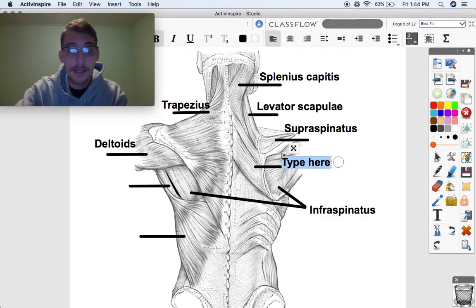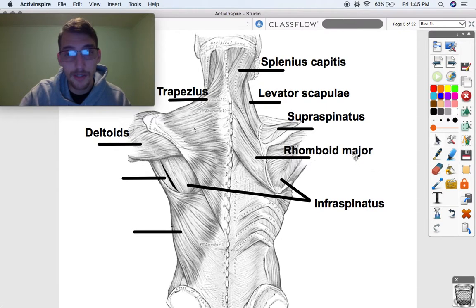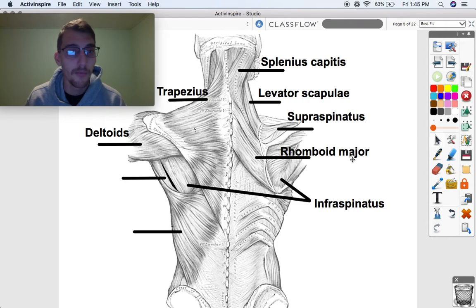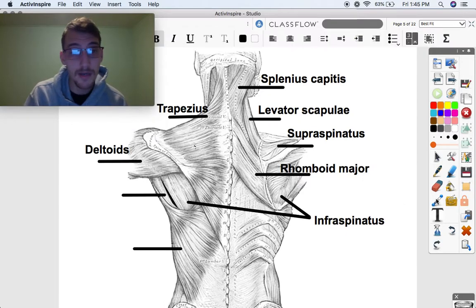This is the rhomboid major. There's also a rhomboid minor, but we're just going to put rhomboid major for our diagram. And rhomboid, as the name suggests, represents a rhombus. A rhombus is almost like a square shape. I don't know, I'm not a geometry teacher. All right, let's keep going here.